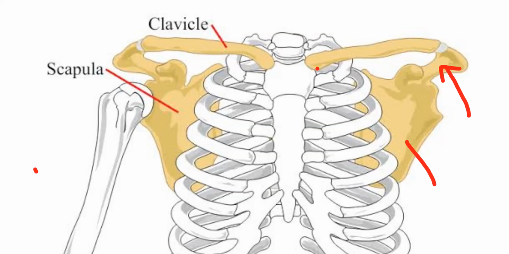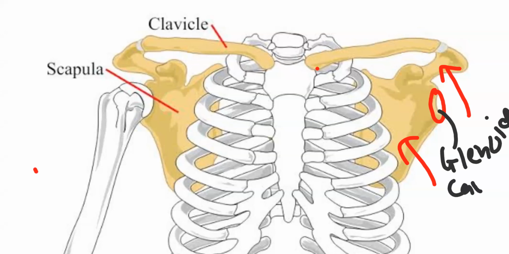Acromion. This bone is which bone, by the way? Scapula. In the scapula bone, below the acromion process, in this region, there is one depression, one cavity. This cavity is known as glenoid cavity.